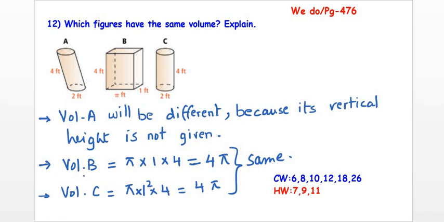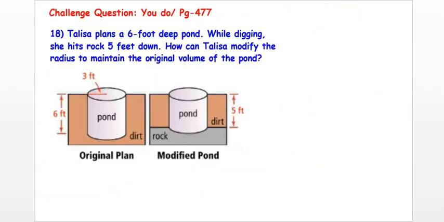But the volume of cylinder B and cylinder C, both of them have the same volume, that is 4 pi. Because when you apply the formula for the rectangular prism, it's becoming 4 pi, and here the radius will be 1. Right, the diameter is given 2 feet. If you find the radius, it will be 1. So when you substitute it into the formula, it's becoming 4 pi. Clear? Okay, here is the next question.